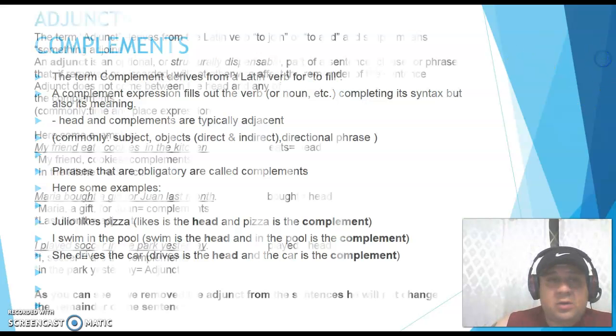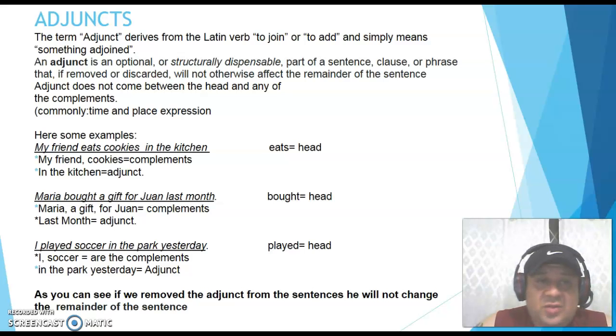Now, we continue with adjuncts. The term adjunct derives from the Latin verb to join or to add, and simply means something adjoined. An adjunct is an optional or structurally dispensable part of the sentence. That means that if it is not in the sentence, we will still understand what the sentence is saying. Like I said, an adjunct does not come between the head and any of the complements, and it's commonly about time and place expressions. Not always, but it's commonly used.